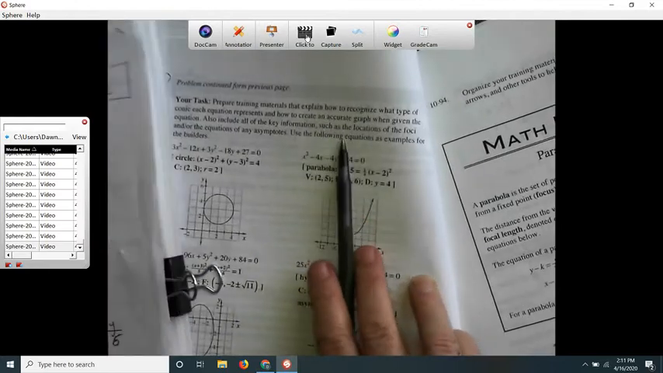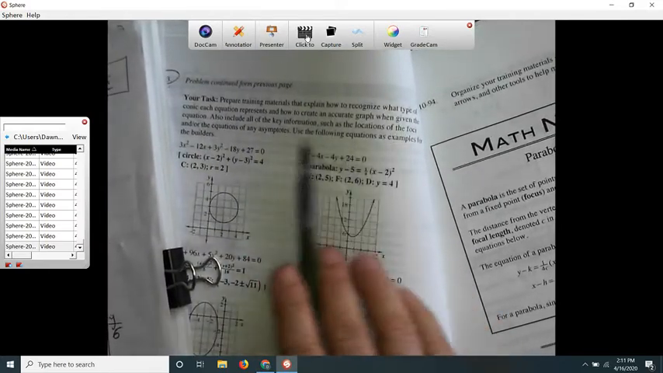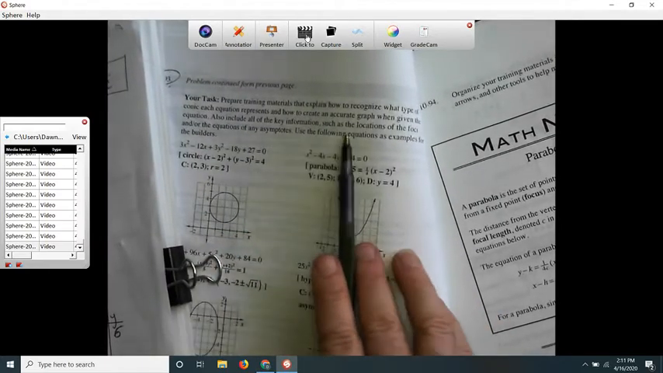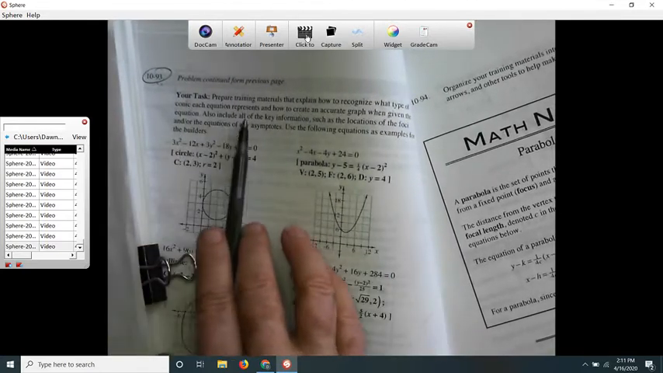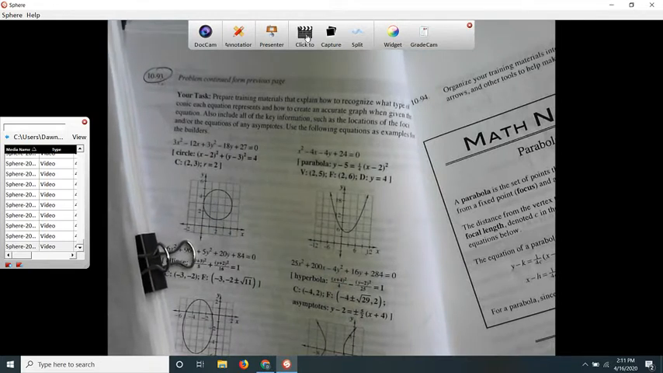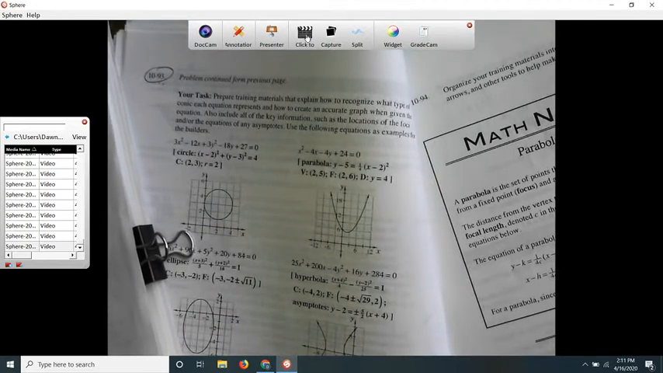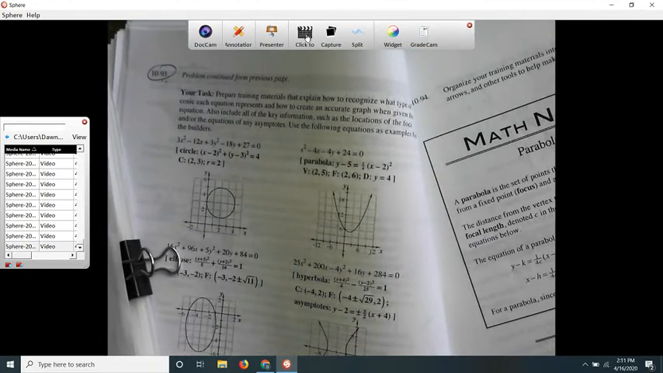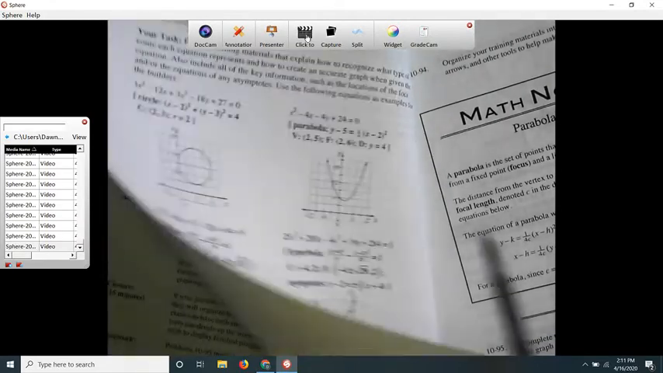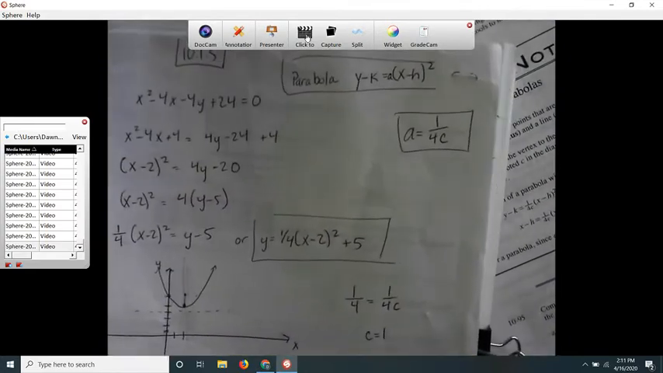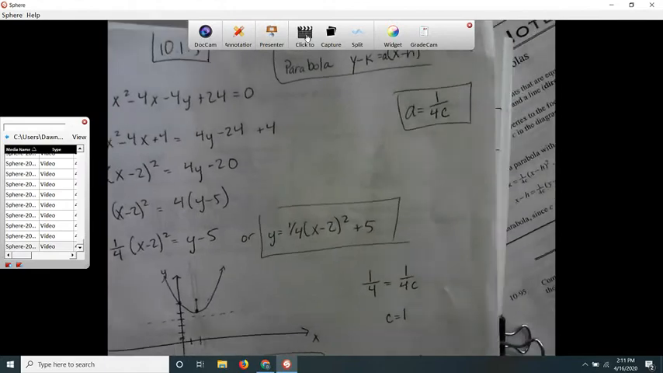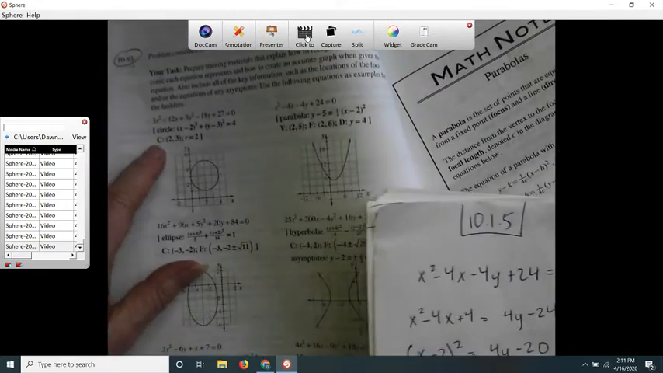It says you need to include all of the key information, such as the locations of the foci and/or the equations of any asymptotes. Use the following equations as examples for the builder. Oh, there was some context to this. But I'm just going to go through and show you how to get all this information. So here's a parabola. I guess that's the second problem.